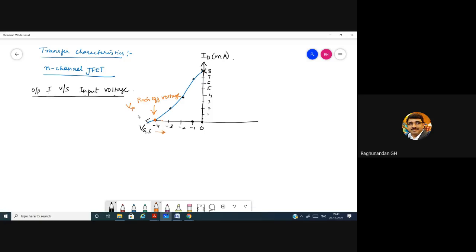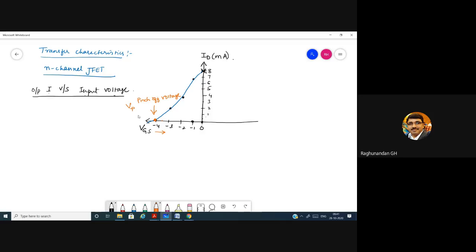When I go towards 0, the current will keep on increasing. That means, in other words, we can say the pinch off voltage is the voltage before which the JFET starts conducting. Pinch off voltage is the voltage before which the current starts flowing in the JFET, or in other words, it is the voltage after which the current stops flowing.